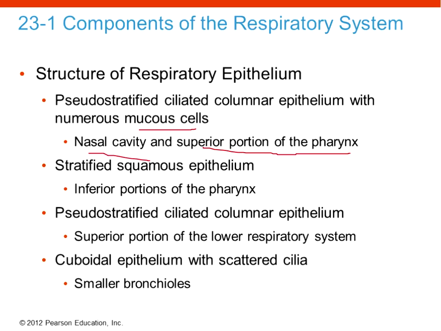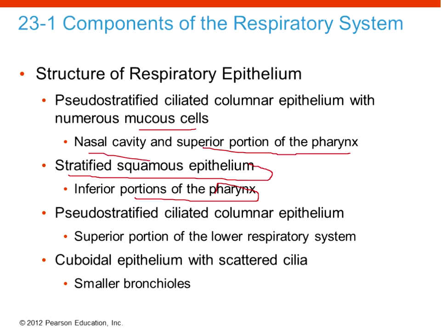So as I said, pseudostratified ciliated columnar epithelium, with lots of mucus cells, is found in the nasal cavity and in the superior portion of the pharynx. Just beneath that, in the inferior portion of the pharynx, it changes to a stratified squamous epithelium, which is what you find often in the oral cavity. As we'll look at in digestion, you need a tough, more resistant type of epithelium as food and other things are going to be passing through. So that's why you see stratified squamous epithelium in that pharynx location.